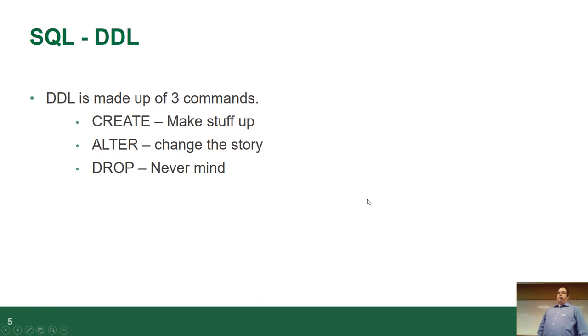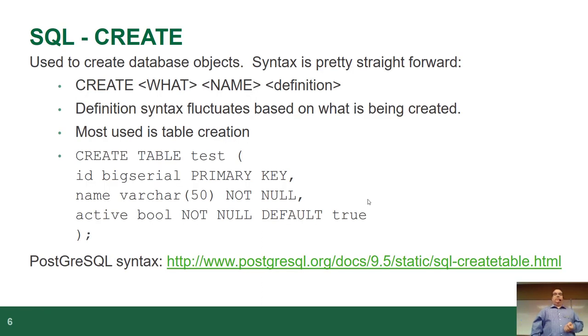All right, DDL is where I'm going to start. And DDL is made up of three commands. There's create, alter, and drop. You use create to make things, alter to change them, and drop to get rid of them. You drop it, it's like a hot turd in a bucket. And I will explain to you how dangerous some of these commands are in a bit.